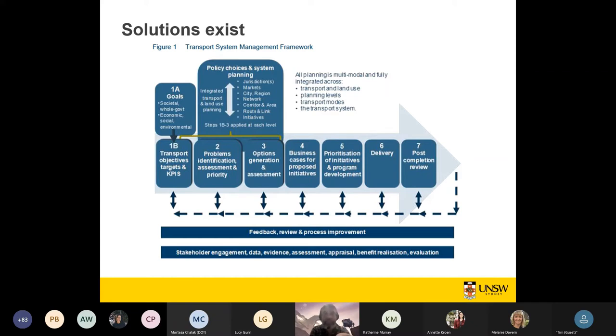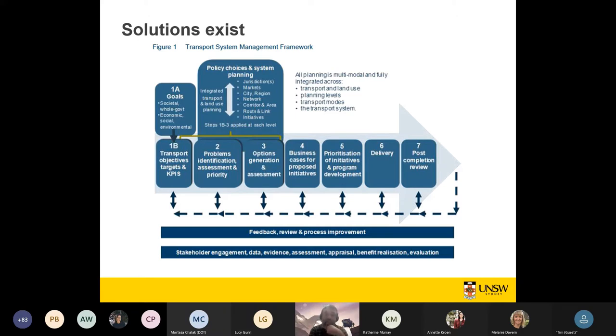So this is basically saying that 1A through to 7 is a process that covers everything from high level strategic planning, what's the problem that we're trying to achieve with our transport, through developing business cases for particular problems to answer those challenges, through to delivery and post-completion review. So it's a really fantastic thing. In fact, if anyone's got any research dollars, I really want to test over the years how many jurisdictions have put this into play and how much better the transport planning is across those jurisdictions, because I think this is a really good opportunity.